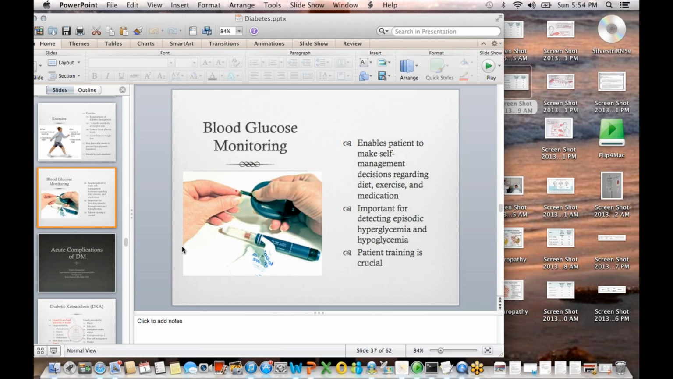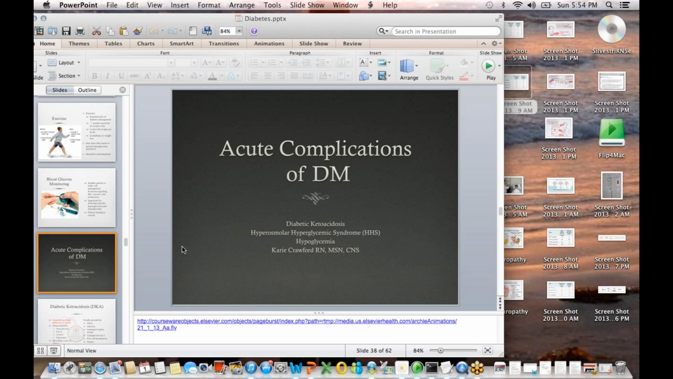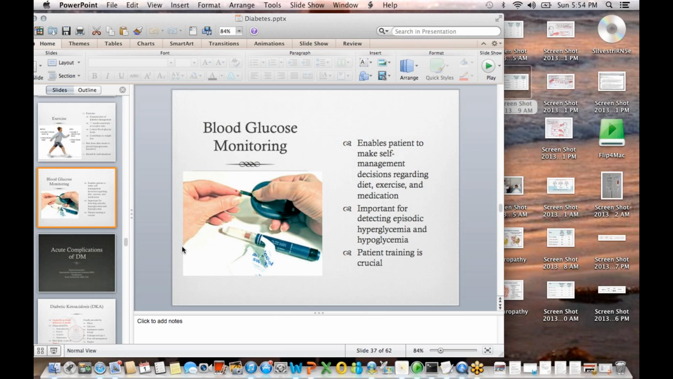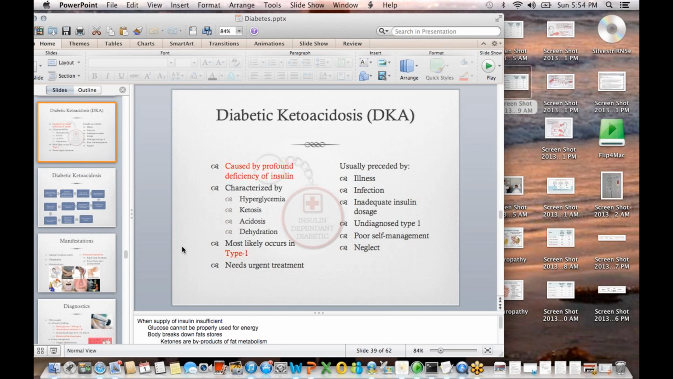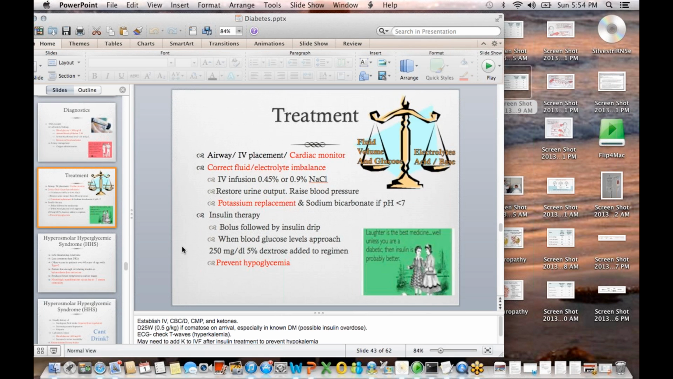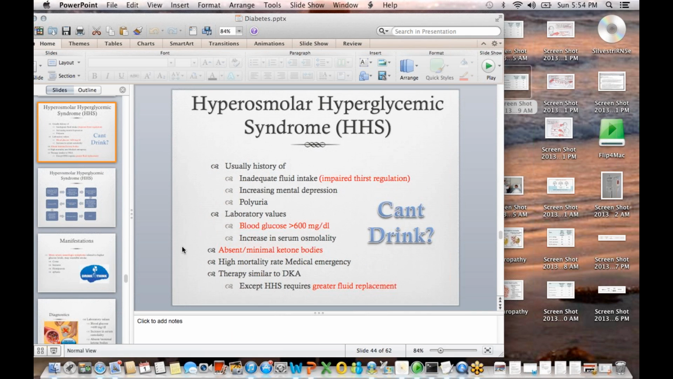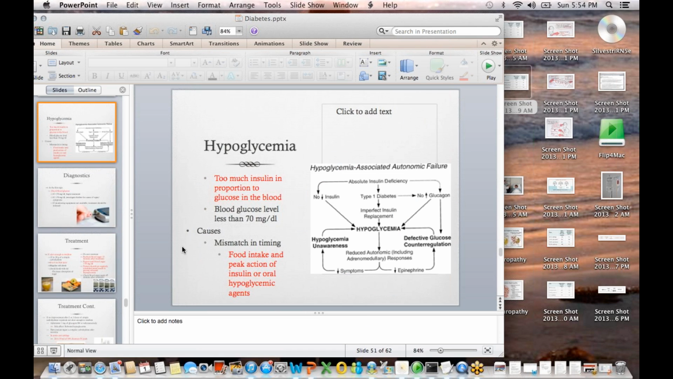Blood glucose monitoring. Patients need to be educated on the importance of blood glucose monitoring. It helps them manage their diabetes. They need to know the signs and symptoms of a hypoglycemic reaction, diet considerations, exercise, and when they should be checking their blood sugar in relation to all of that: before their meals, before and after exercise, before they take their medication. Obviously, they don't want to take their medication if their blood sugar is really low. And then compliance. If you realize that a patient has a compliance issue, maybe they need to be educated on blood glucose monitoring or when to do it.